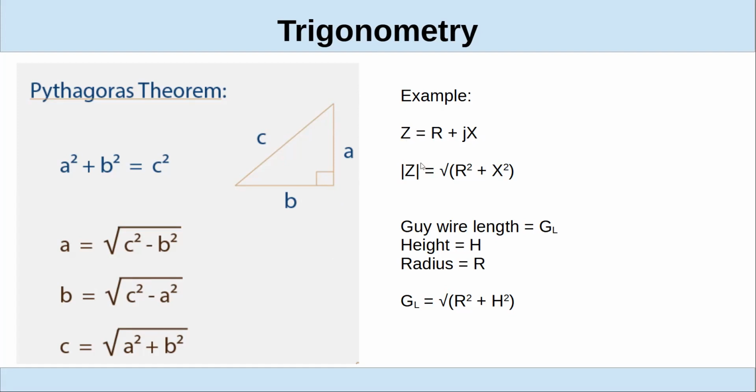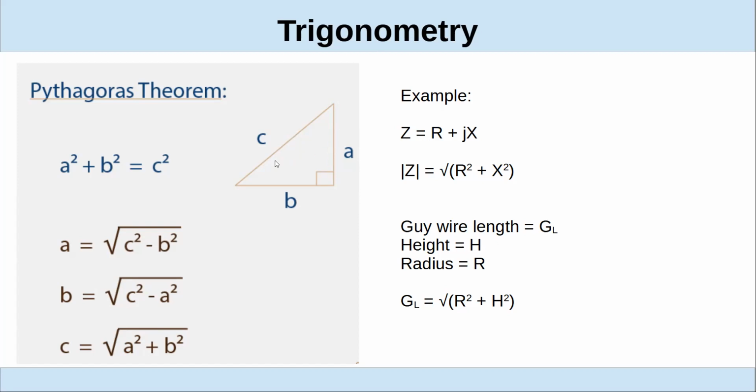So the impedance is going to be the magnitude of this vector, which is the square root of the square of the real plus the square of the imaginary. That won't be on the technician exam, but you'll run into this more in the general and extra.